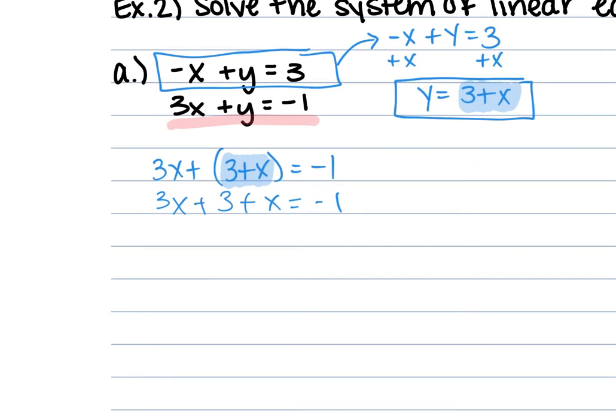Zoe? Add 3x and x. Why? Because they both have like terms. Very good. They're like terms. So what do I get when it's 3x plus x? 4x. 4x plus 3 equals negative 1. What would I do next?